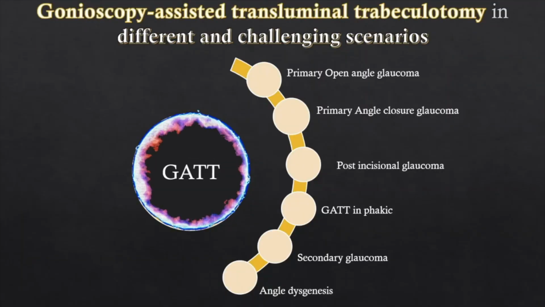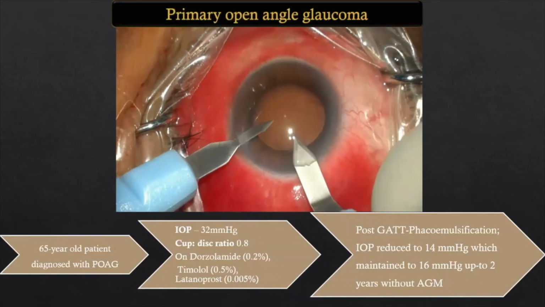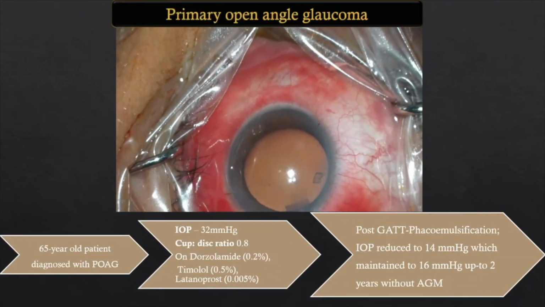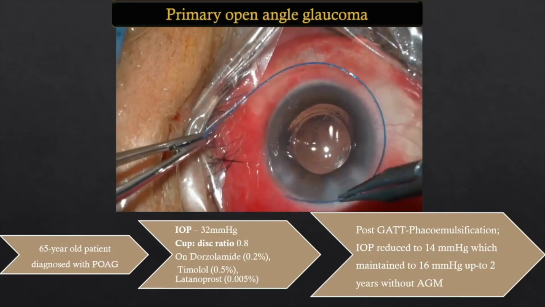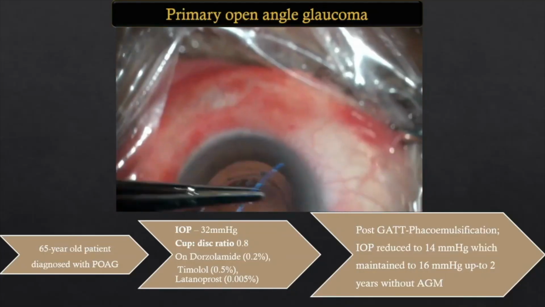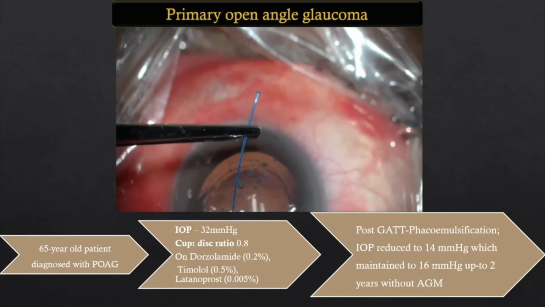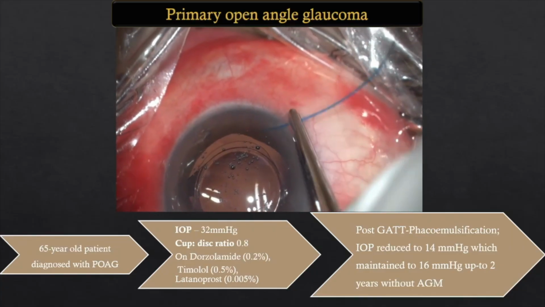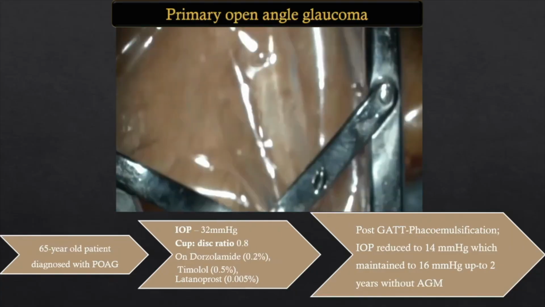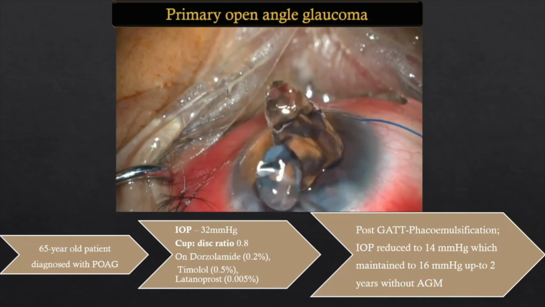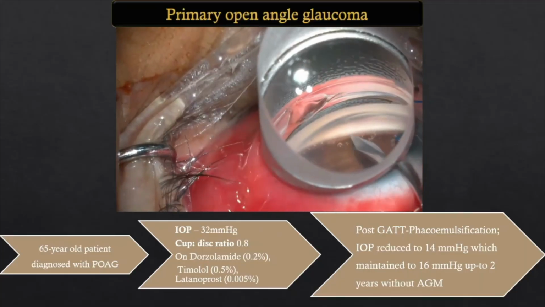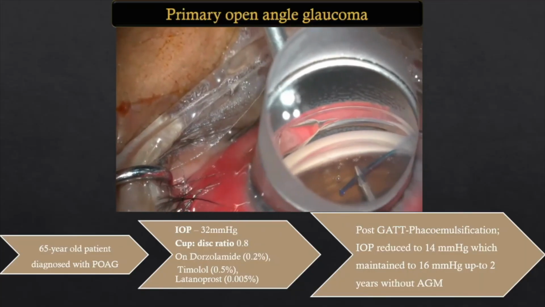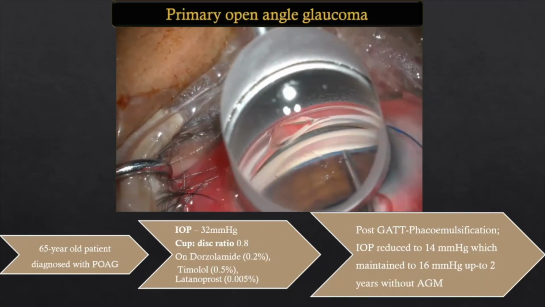Now, we shall begin with GATT performed in different and challenging case scenarios. A 65-year-old male patient diagnosed with primary open-angle glaucoma with IOP 32 mm of mercury and a cup disc ratio of 0.8 was on maximum medical therapy. After performing GATT phacoemulsification, IOP reduced to 14 mm of mercury and maintained at 16 mm of mercury up to 2 years without any AGM.